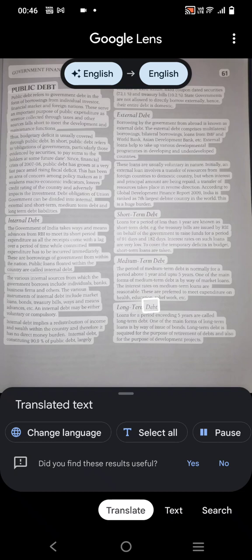Long-term debt. Loans for a period exceeding 5 years are called long-term debt. One of the main forms of long-term loans is by way of issue of bonds. Long-term debt is required for the purpose of retirement of debts and also for the purpose of development projects.